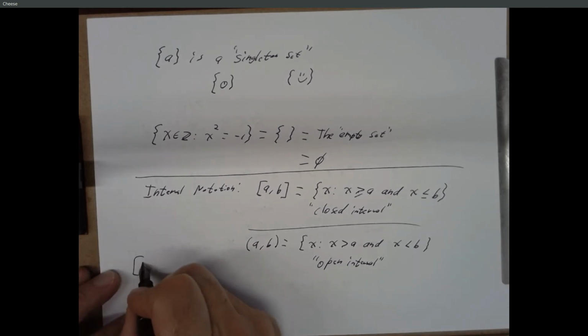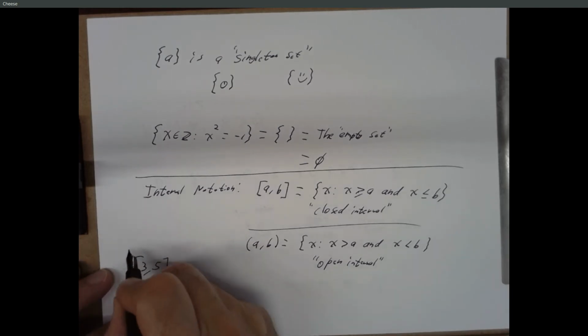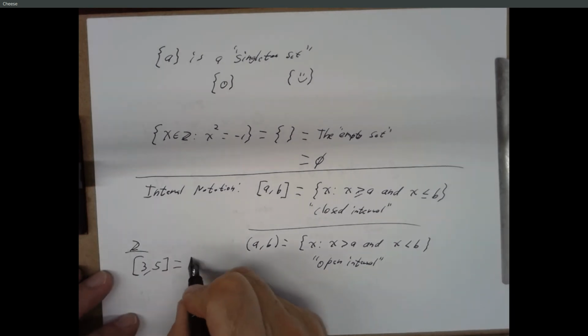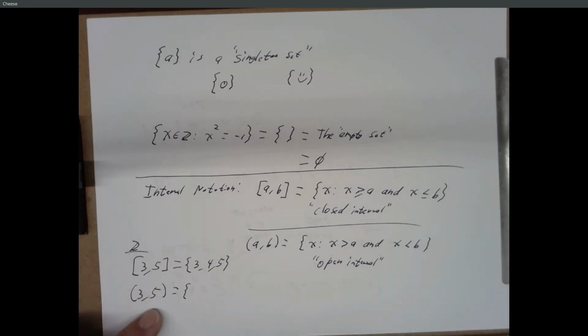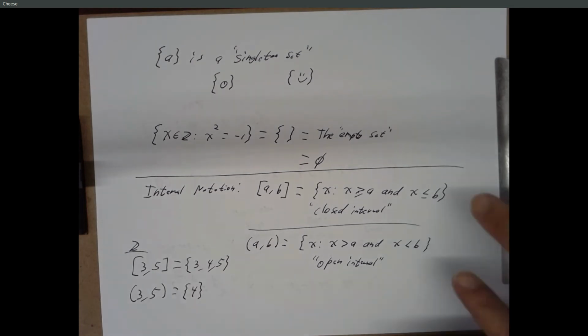So for example, bracket 3 comma 5, if we're working over the integers, this would be the set containing 3, 4, and 5. The open interval 3, 5, what would be the members of that set? Anything else? Right, that's just a singleton set containing 4. Pretty simple concept, right? You can build up calculus from this concept.